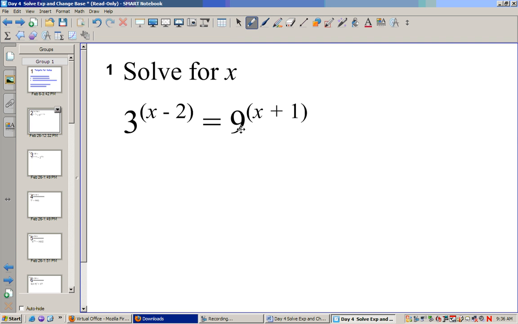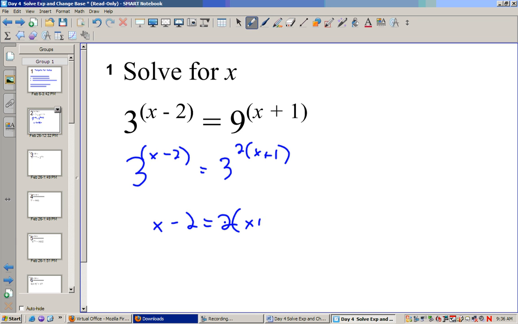hopefully you can see that 9 would be 3 squared. So I could rewrite this as 3 squared to the x plus 1. Now these two have to be equal. So x minus 2 has to be equal to 2x plus 1. Now when I multiply over the parentheses, x minus 2 is equal to 2x plus 2.